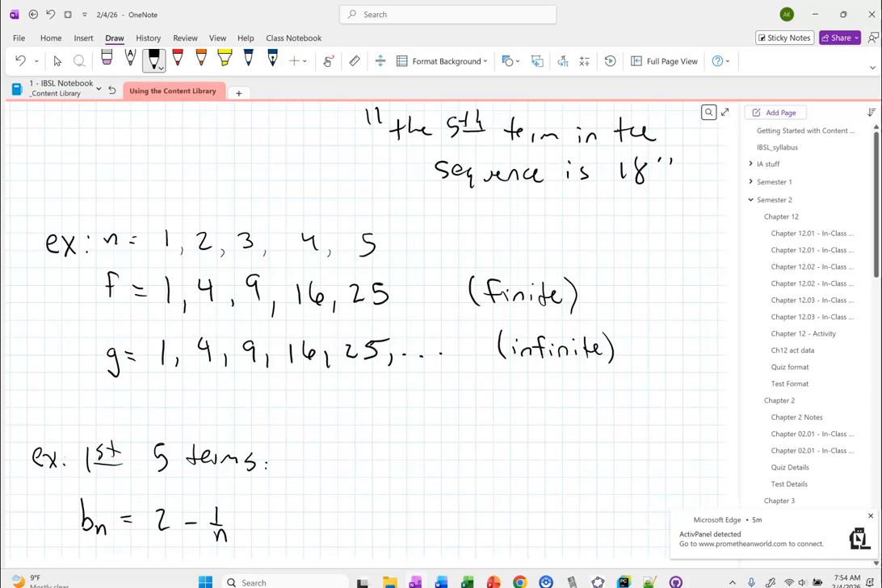Does anybody see the pattern of what's going on in this sequence G? N squared, yeah. It's the term number squared that gives the term value. So 1 is 1 squared, 4 is 2 squared, 9 is 3 squared, etc.